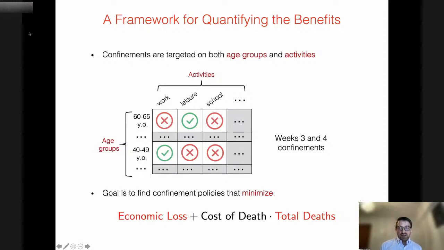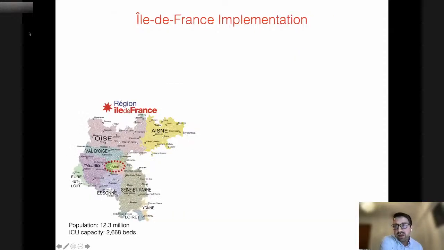What I'm going to show you is a range of different costs of death, and that's going to create an entire curve of potential outcomes. But in a nutshell, that's what the analytical framework is aiming to do. We actually implemented this for the French region of Île-de-France, which contains the city of Paris and is quite a large region of 12.3 million people.